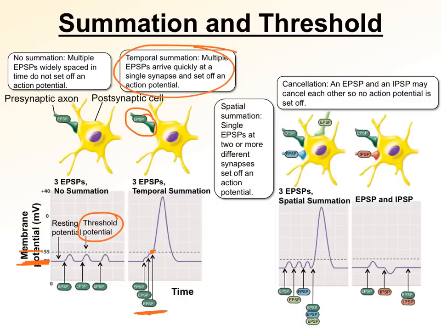However, another type of summation is spatial summation. Maybe you have this excitatory and this excitatory and this excitatory, all of these different excitatory neurons sending information, and all of that one after the other can cause you to reach threshold and then have an action potential. Or you could have an excitatory signal and an inhibitory signal, and they cancel each other out and you get nothing. So there are lots of different ways that this information can be summed up.